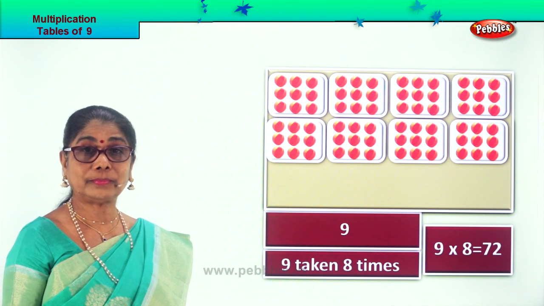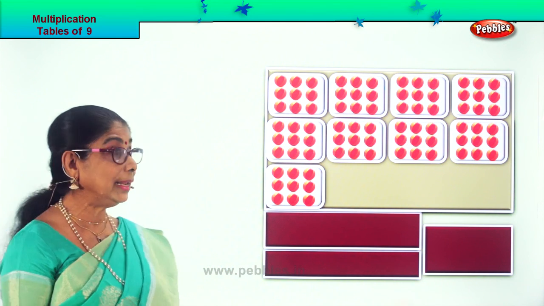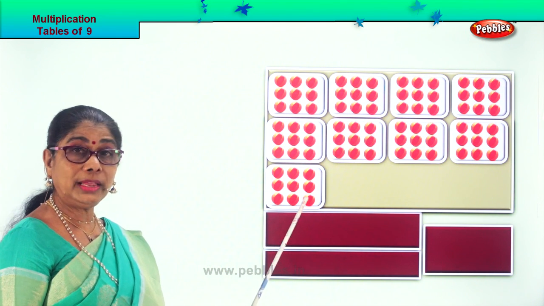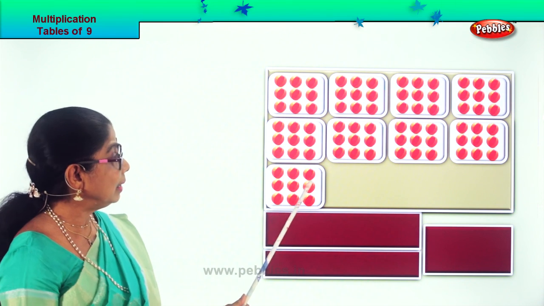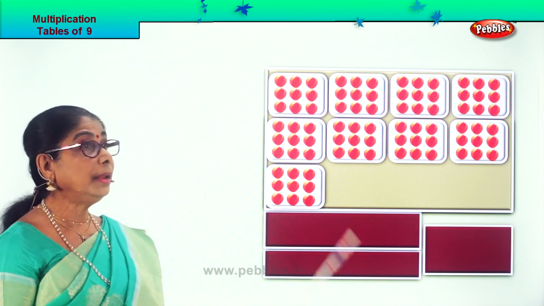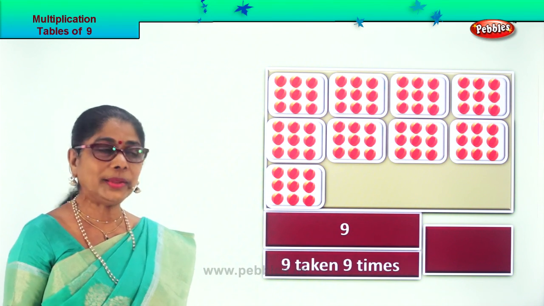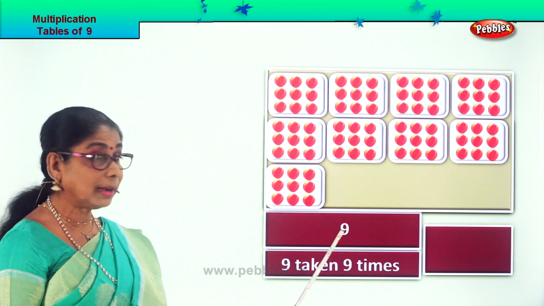Good. Let's take another box of balls containing 9. 1, 2, 3, 4, 5, 6, 7, 8, 9. So now we have 9 boxes of 9 balls each. So we are building 9 times table right here.